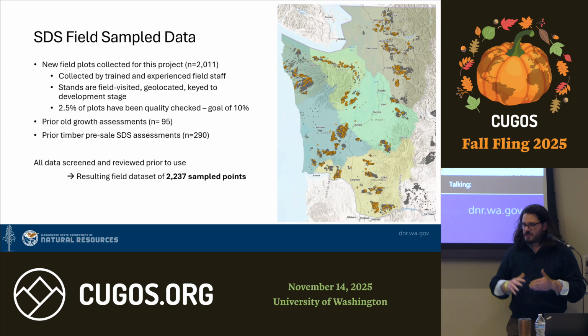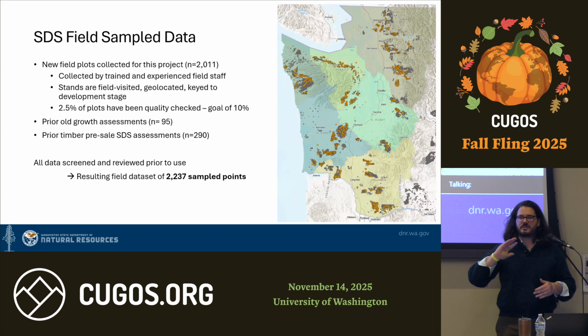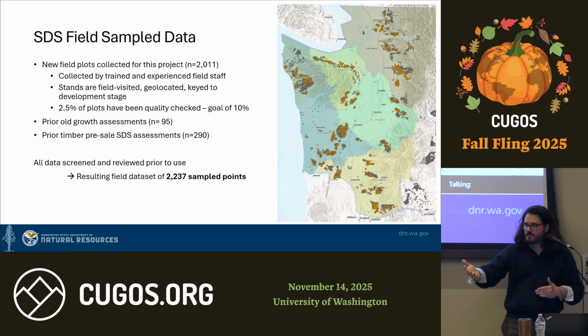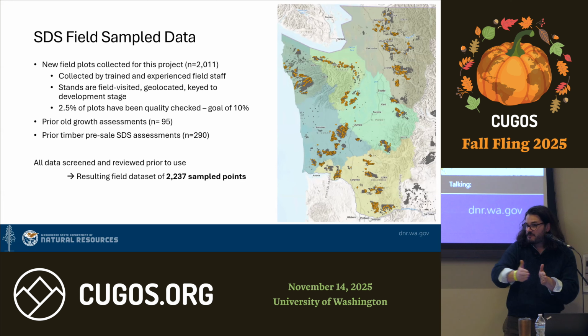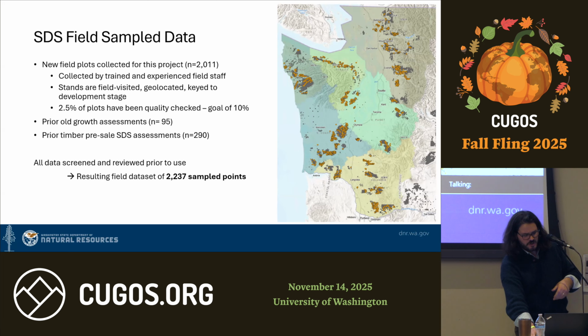And so when someone goes into the field, they've been trained, they know what a stand development stage is, they walk into a point and they look around at the forest and they are assessing within a 2.5 acre circle whether they believe that location to be a certain development stage, and then they collect the GPS point. And so we had all this data. In the end, we had about 2,200 points that we could use for model building.